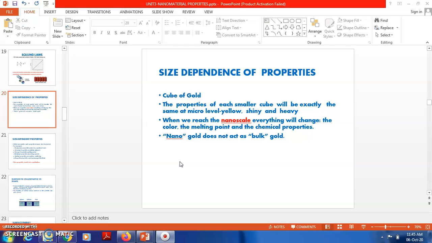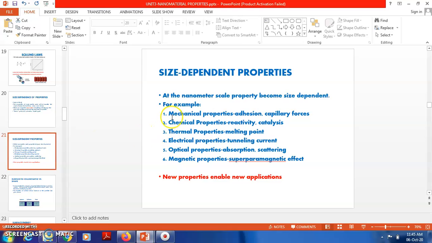When I move to the nanoscale level, it will change the color as well as the melting point and the chemical properties also. So nano gold does not act as bulk gold. Next, in the size dependent properties, at the nanometer scale, properties become very important because they are size dependent.